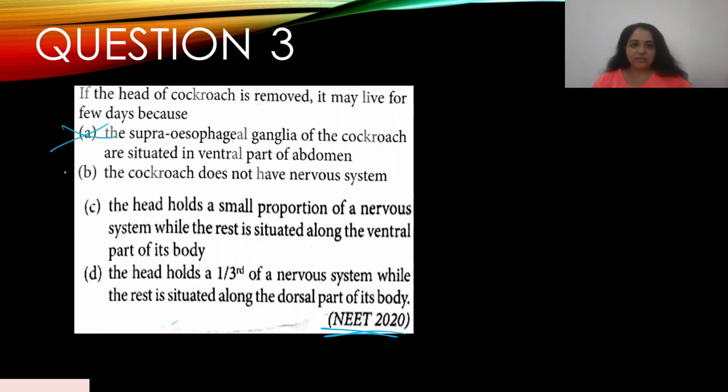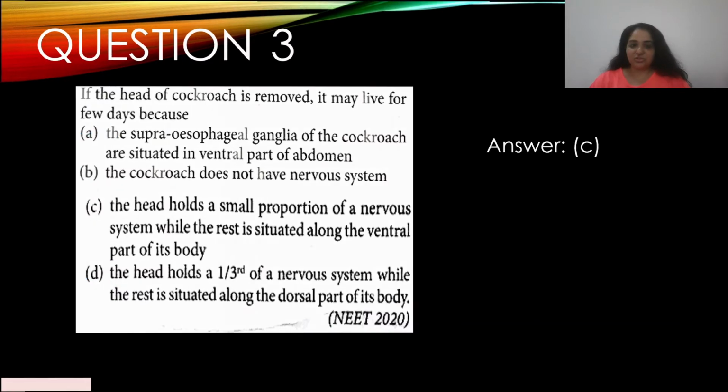No, that's incorrect. B. The cockroach does not have a nervous system. No. C. The head holds a small proportion of the nervous system, and the rest is situated along the ventral part of its body. Yes. D. The head holds one-third of the nervous system while the rest is situated along the dorsal part of its body. No, that's incorrect. So the appropriate answer over here is C.